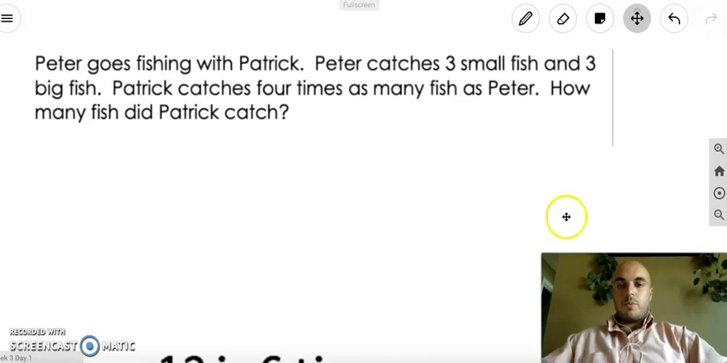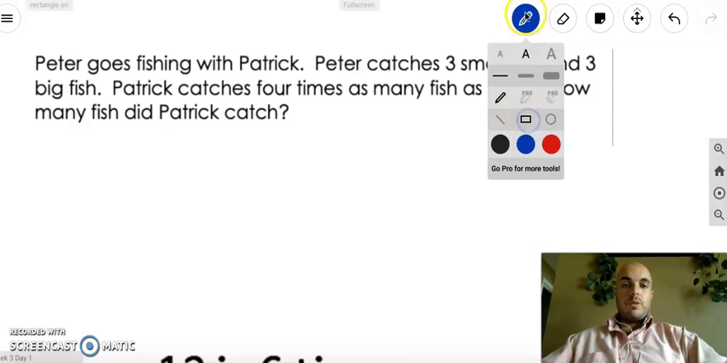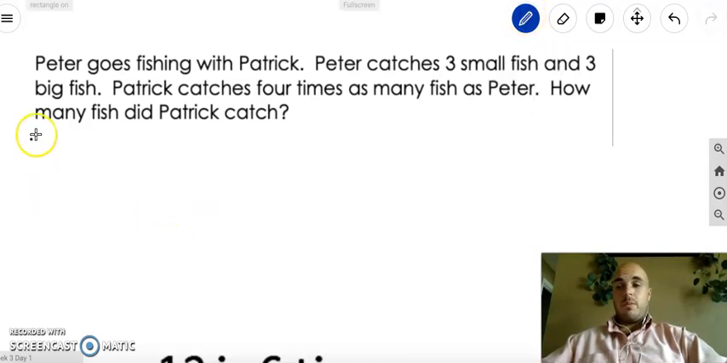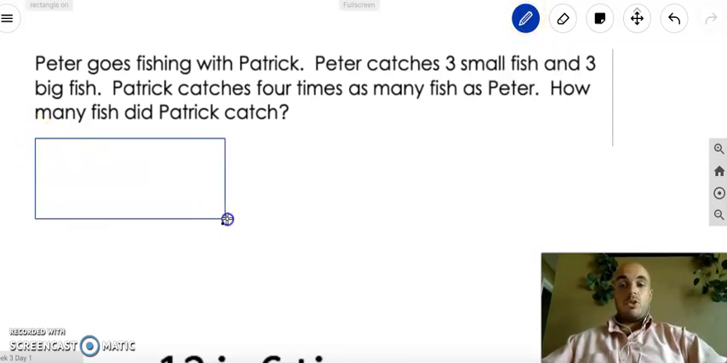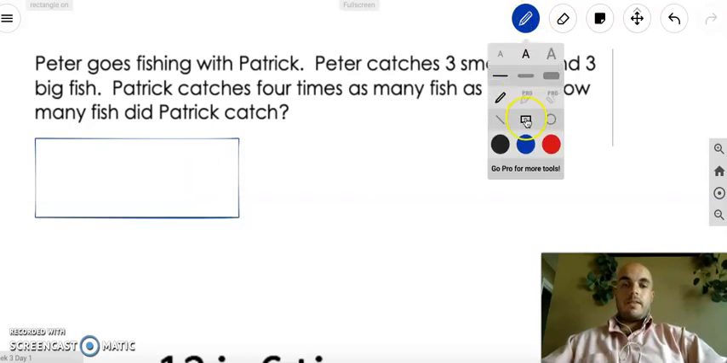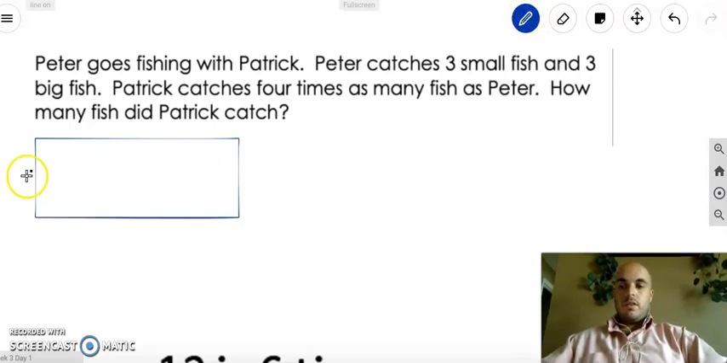There we go. So Peter goes fishing with Patrick. Patrick catches 3 small fish and 3 big fish. Patrick catches 4 times as many fish as Peter. How many fish did Patrick catch? Okay. I'm actually going to build a chart for this one. As you know, I'm a big fan of charts to help organize information. And especially because we have 2 different people here, it's going to make things a lot easier for ourselves.